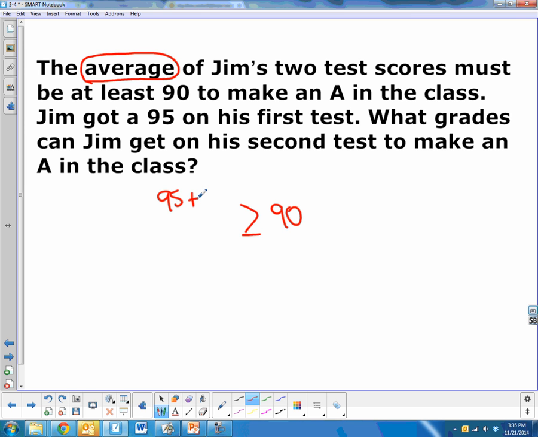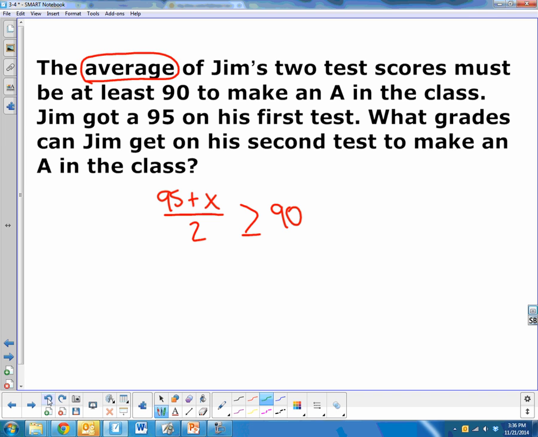We don't know what his second test was. Oh, well, let's use x. There we go. We have a variable for that. And we divide by however many tests there are. 2 tests. So again, we got this part right here because if you add the 2 tests together, 95 plus whatever, and divide it by 2, because there's 2 tests, we'll get the average. And we know that that average needs to be greater than 90 or at least 90 or equal to 90 to get an A. We have an inequality.